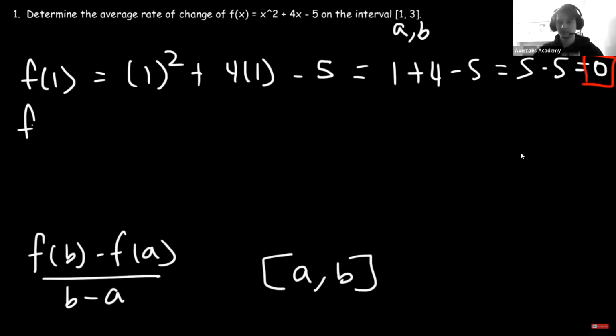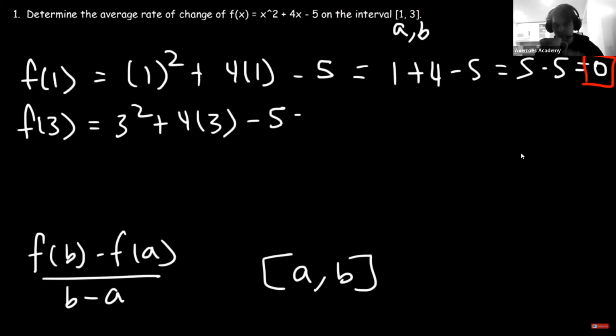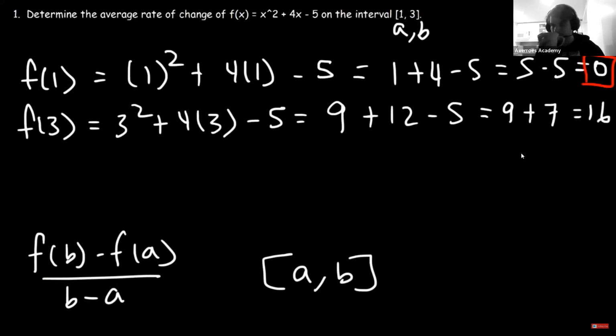F of 1 is 0. Now what about f of 3? That's going to be 3 squared plus 4 times 3 minus 5. 3 squared, 3 times 3 is 9. 4 times 3 is 12. And 12 minus 5 is 7, so we have 9 plus 7, which is equal to 16. So that's f of 3.